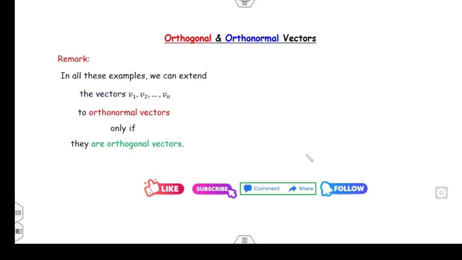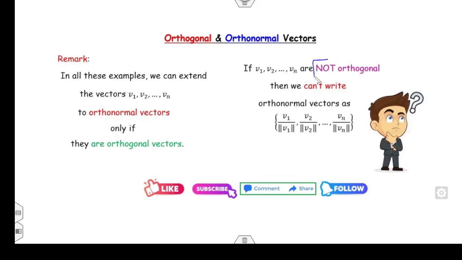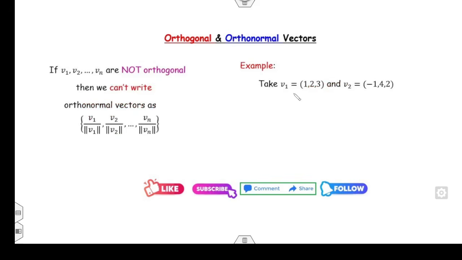Now make sure students, I am saying again and again, in all these examples we have extended the given set of vectors to orthonormal only when they are orthogonal vectors. That means if your given set of vectors are not orthogonal, that means vi dot vj is non-zero, then we can never write it as an orthonormal set by using this matrix format.